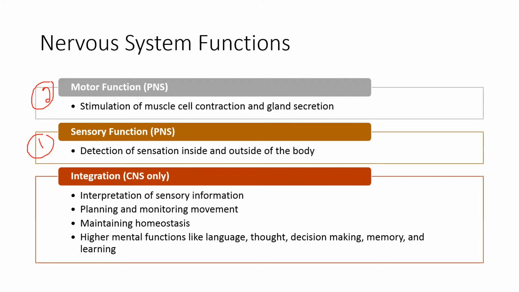The third function is called integration, or you might think of this as information processing. And this is the domain of the central nervous system only. Integrative functions include interpreting sensory information, planning and monitoring movement, homeostasis maintenance, higher mental functions, those types of things. Occasionally, I will use the abbreviation CNS to represent the central nervous system and PNS for the peripheral nervous system.